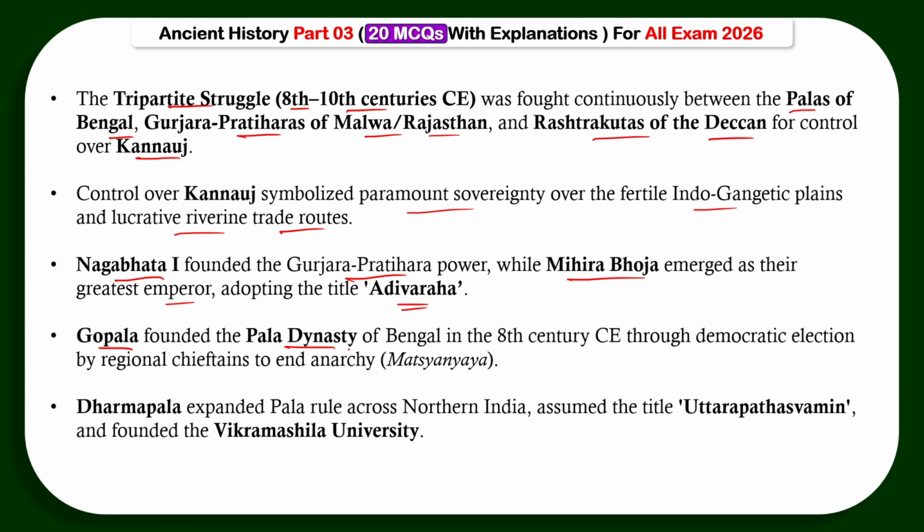Gopal founded the Pal dynasty of Bengal in 8th century CE through democratic election by regional chieftains to end anarchy. Dharmapal expanded Pal rule across northern India, assumed the title Uttarapathasvami, and founded the Vikramshila University.